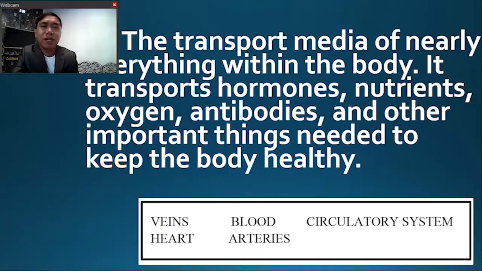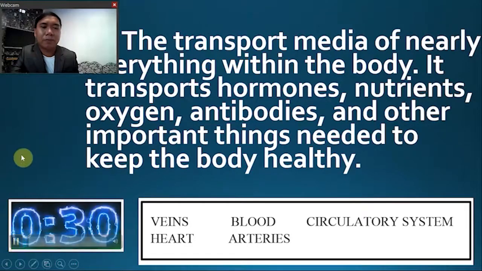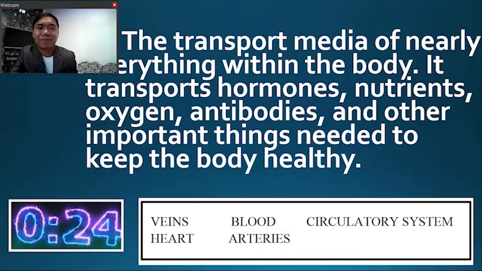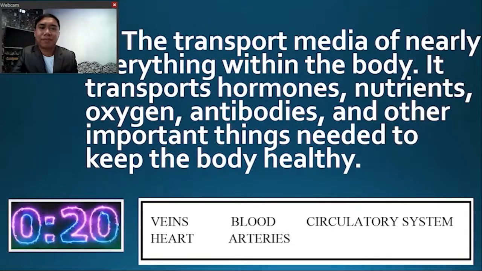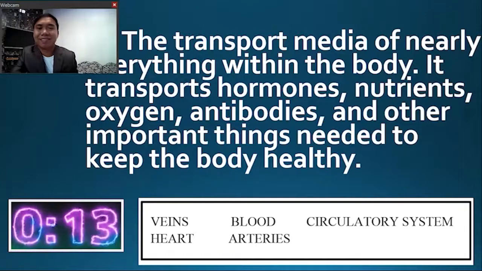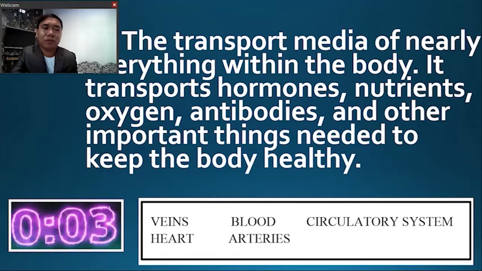Number 4. The transport media of nearly everything within the body. It transports hormones, nutrients, oxygen, antibodies, and other important things needed to keep the body healthy. Your timer starts now. You can do it. Please be honest with your answer. Do not cheat. Okay, time's up.